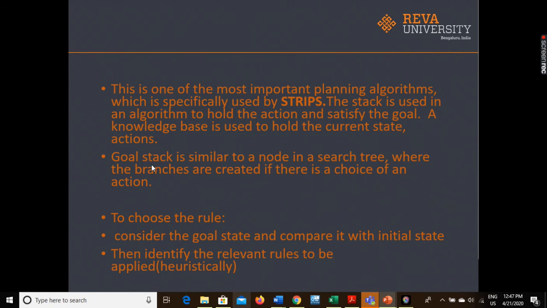There are branches created which help us to choose a particular action. Now over here, in order to choose a rule, consider the goal state and compare it with the initial state. Then identify the relevant rules that have to be applied. Now over here we are performing the BSSP.